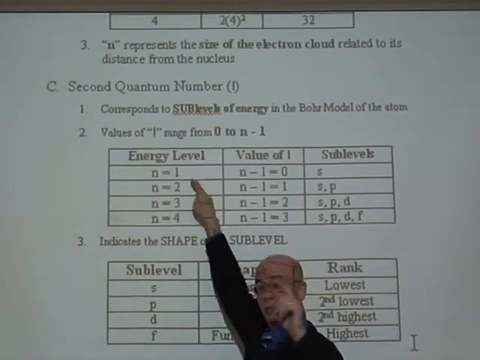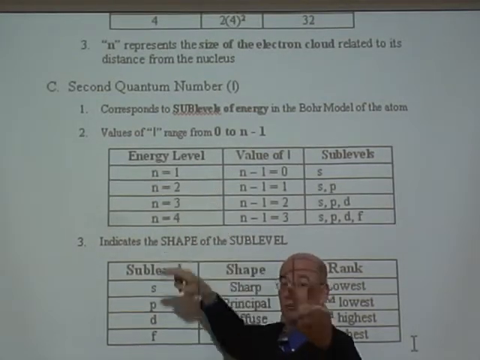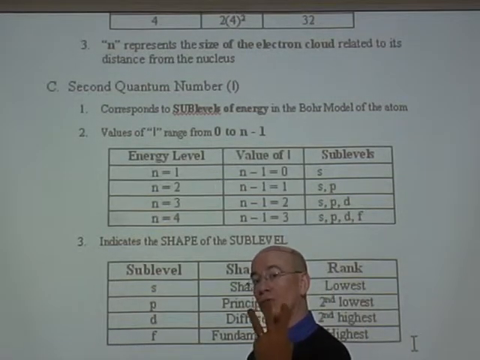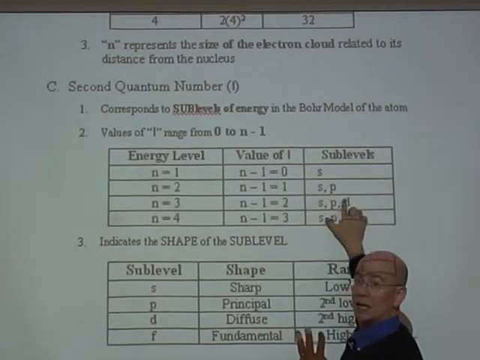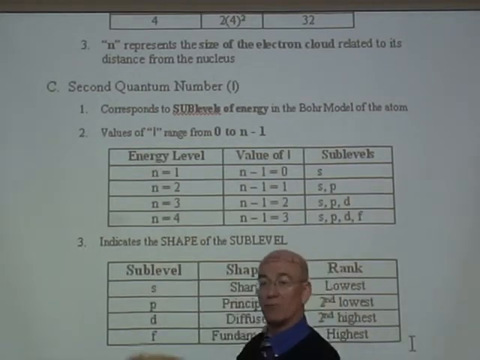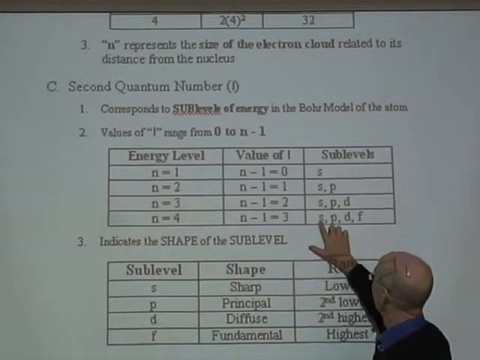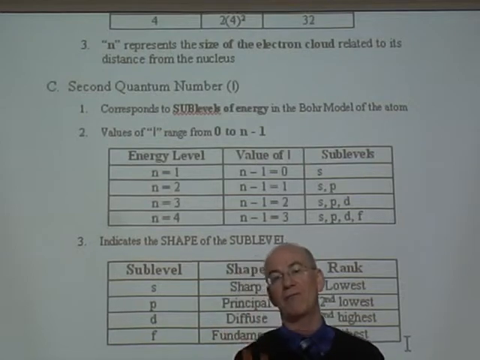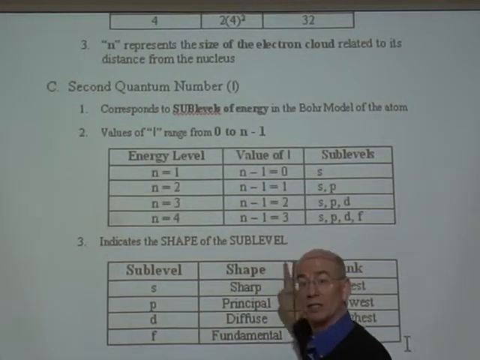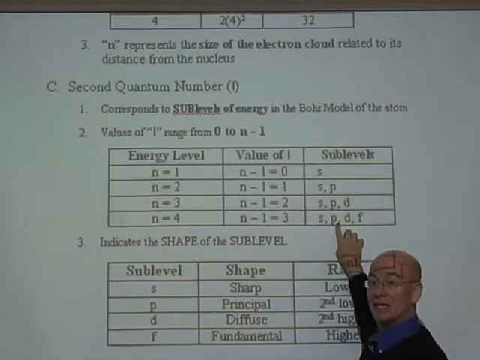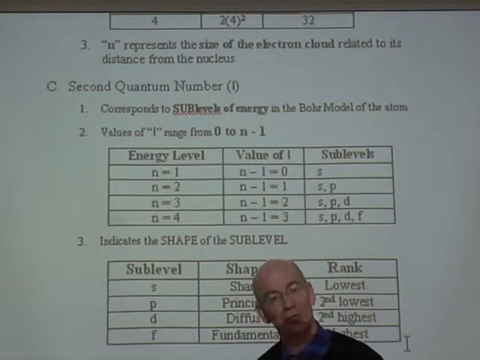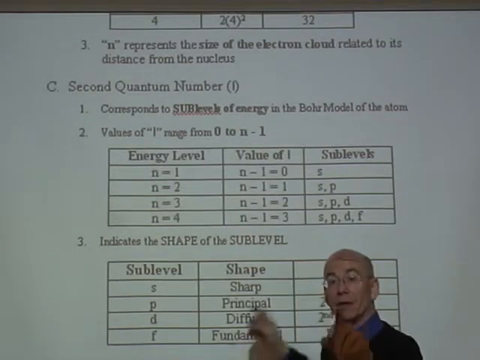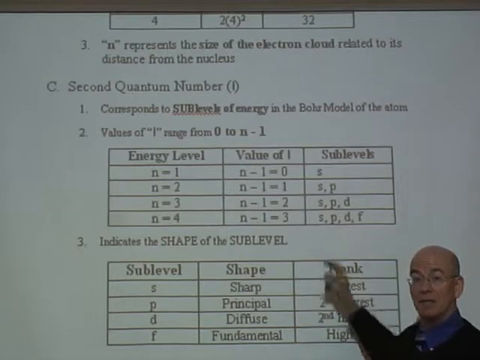So energy level 1 should have 1 sublevel. Energy level 2, 2 sublevels, which are called S and P. Energy level 3 has up to 3 sublevels, S, P, and now D. And then energy level 4 can have the 4 sublevels, S, P, D, and F. Energy level 5 theoretically should have 5 sublevels, but we only use these same 4, S, P, D, and F. Energy level 6 theoretically should have 6, but again, practically, we only use the 4. S, P, D, and F.